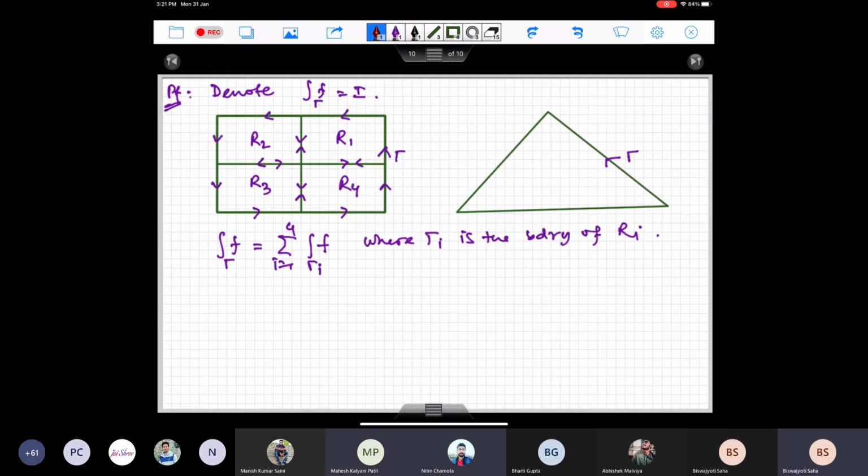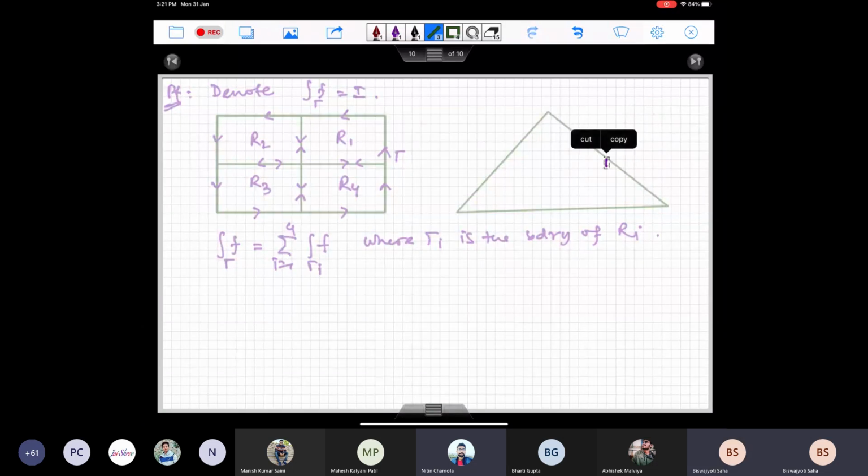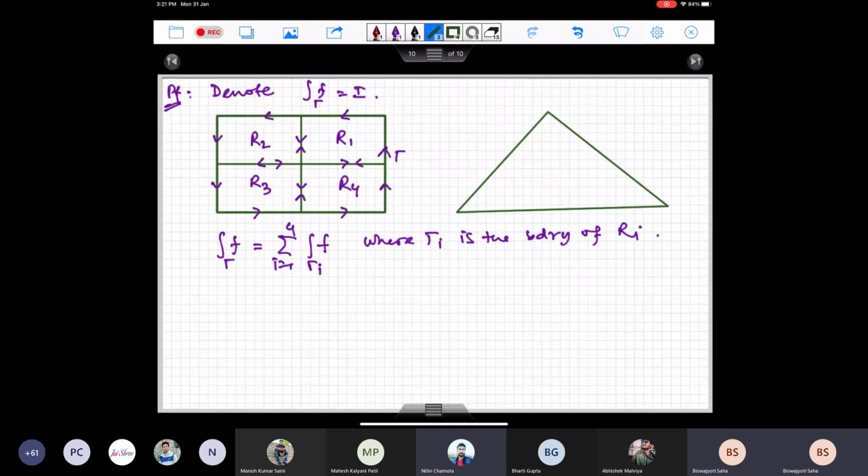Okay, so let us now see if I can do the same thing for the triangle as well. So what I'm going to do here also is first identify the midpoints of the sides of the triangle, and then join them.